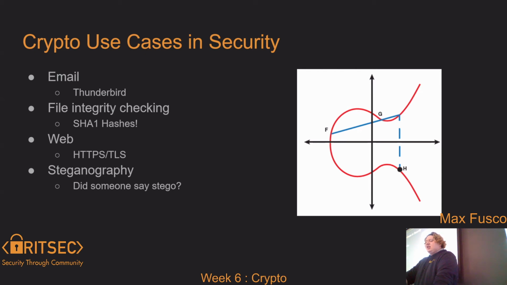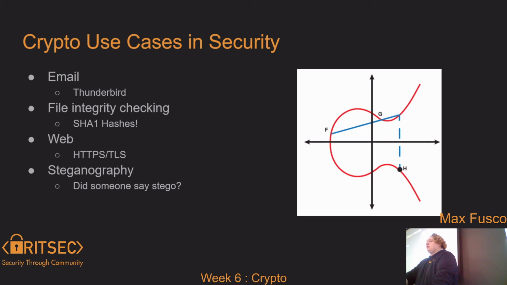File integrity checking, again with the hashes. I don't know why specifically I said SHA-1, because that's technically deprecated. Web, we talked about certificates, HTTPS, TLS, SSL. Again, uses asymmetric encryption. And steganography, that is just a whole other ballpark.